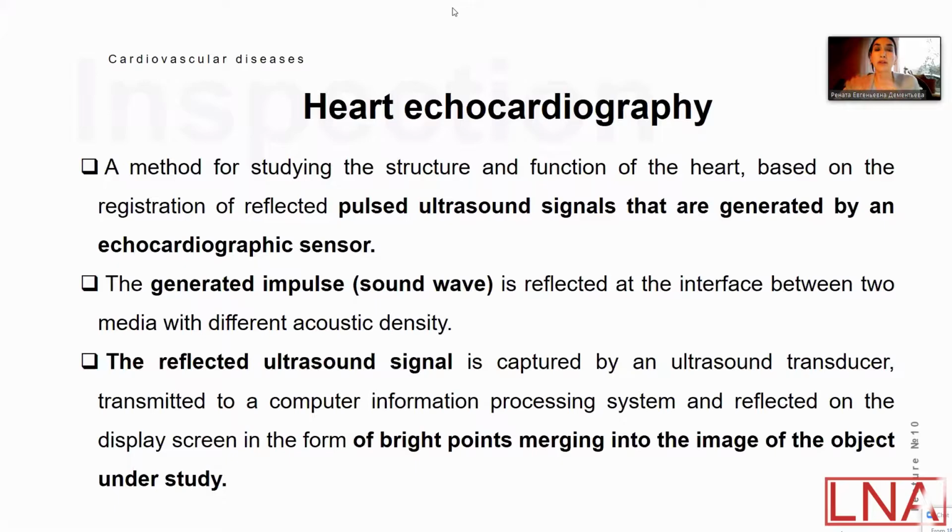But there are some contraindications and indications for this method. Transesophageal echocardiography is not a routine method of diagnosing cardiovascular diseases. We can use it in some additional cases. The routine method is transthoracic echocardiography. This method is based on the registration of reflected pulsed ultrasound signals that are generated by the echocardiographic sensor, or sound.